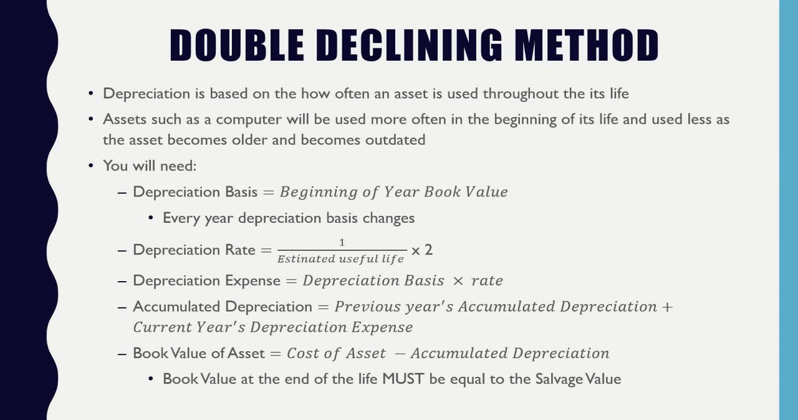Okay, and of course, the accumulated depreciation and book value, all of those are going to stay the same. Accumulated depreciation is going to be your previous accumulated depreciation plus your current year's depreciation expense. And then your book value is going to be the cost of the asset minus the accumulated depreciation. Okay? This is also something you have to keep note of: when it reaches close to the end of its life, book value must be equal to salvage value.